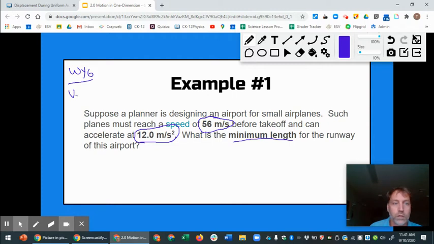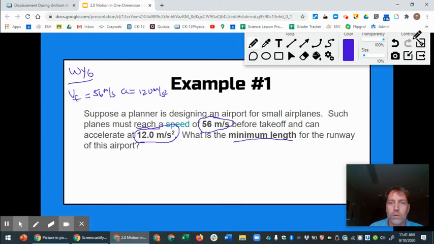They must reach this speed. So remember it says it must reach this speed. That's telling us that's a final velocity. So our final velocity is 56 meters per second. You see that? And they can accelerate the plane itself, the engine that it's in there, and the weight and all that. It allows it to accelerate at 12 meters per second squared. So there we go, okay?